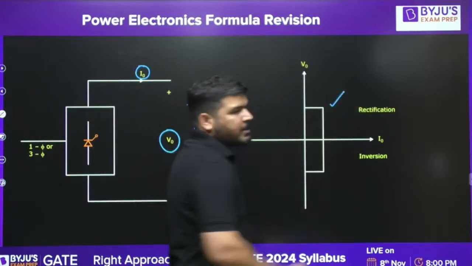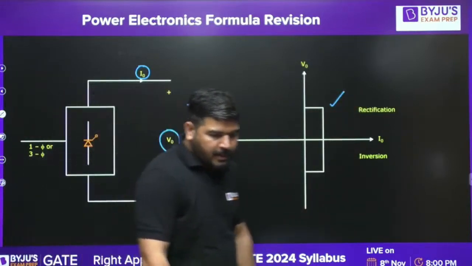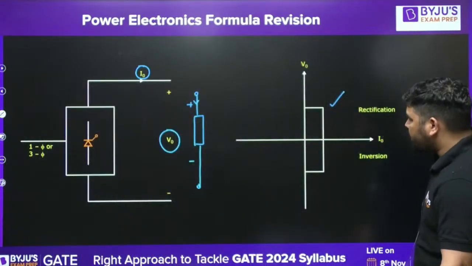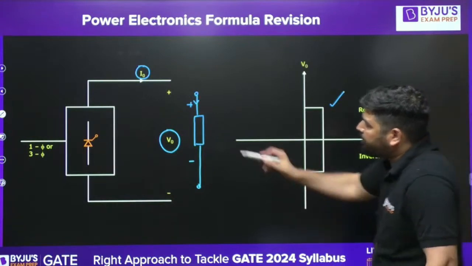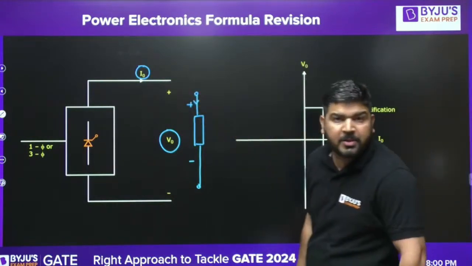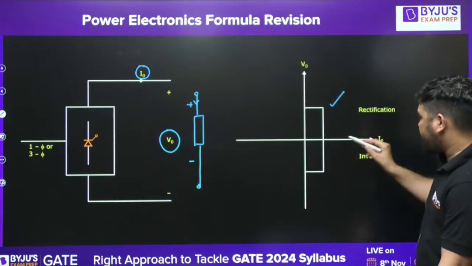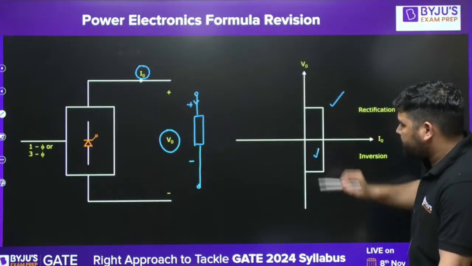We can operate in first quadrant. And there is one more thing. In a phase control rectifier, we can change the polarity of the voltage, not the current. Current cannot be changed. So current remains the same, but the voltage can be negative.